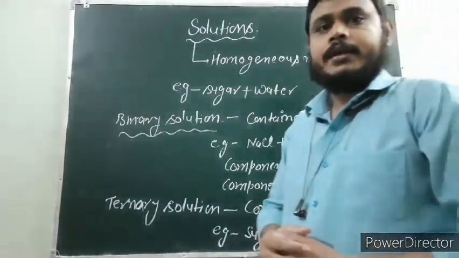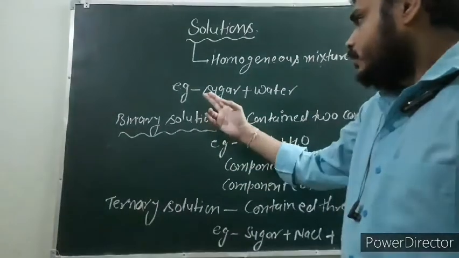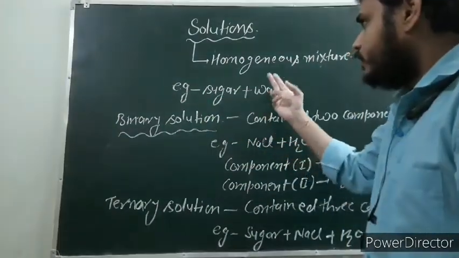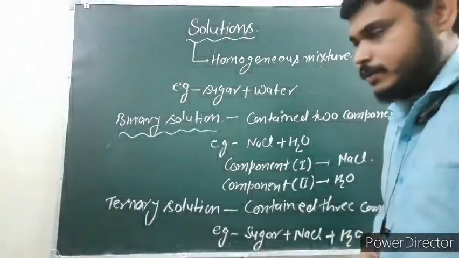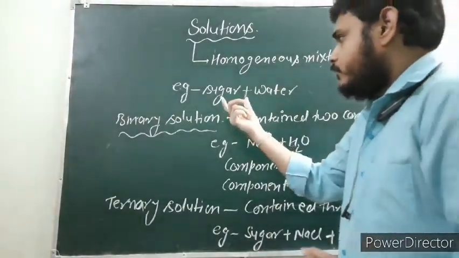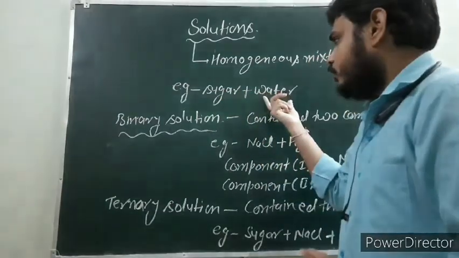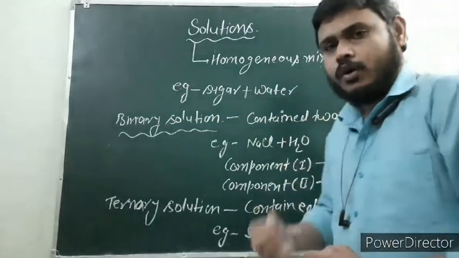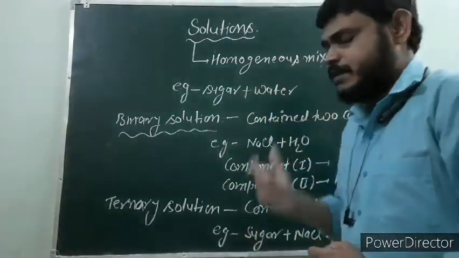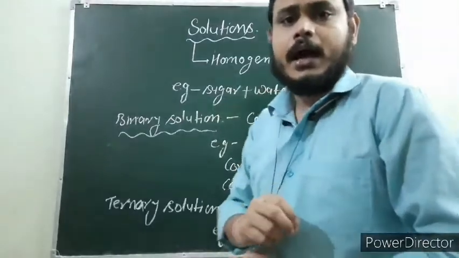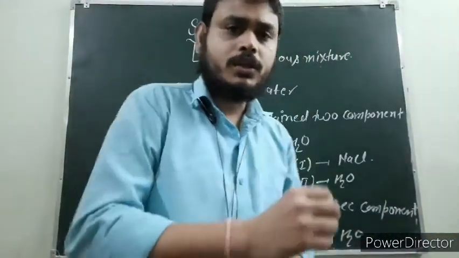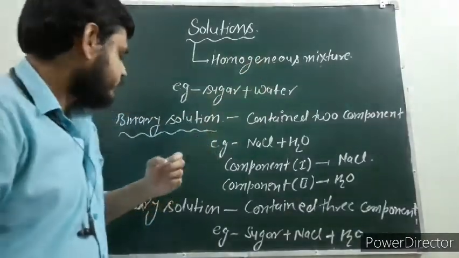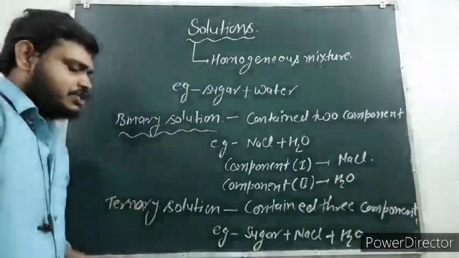Now we can understand with the example. In this example, sugar and water. Sugar and water is the example of homogeneous mixture, in which when we add the sugar into the water, the sugar is completely dissolved in the water to form the homogeneous mixture. It means that the sugar particles are equally distributed throughout the solution. It's called homogeneous mixture.